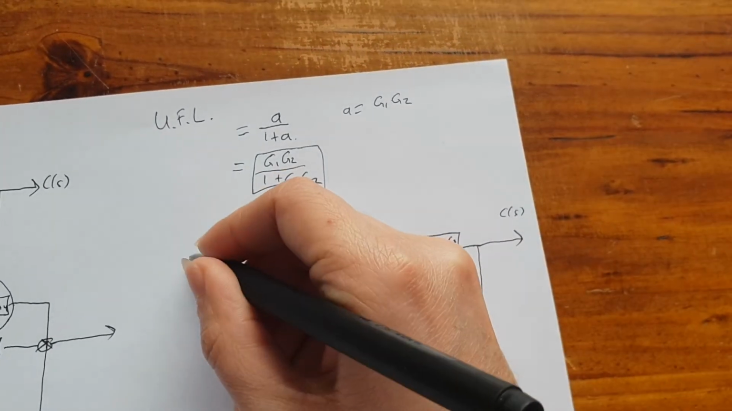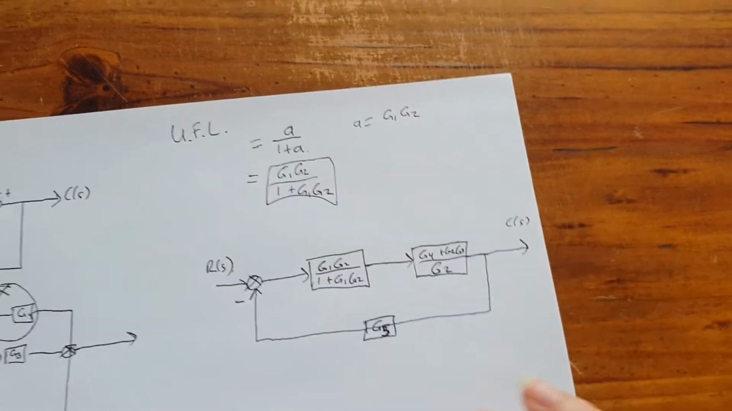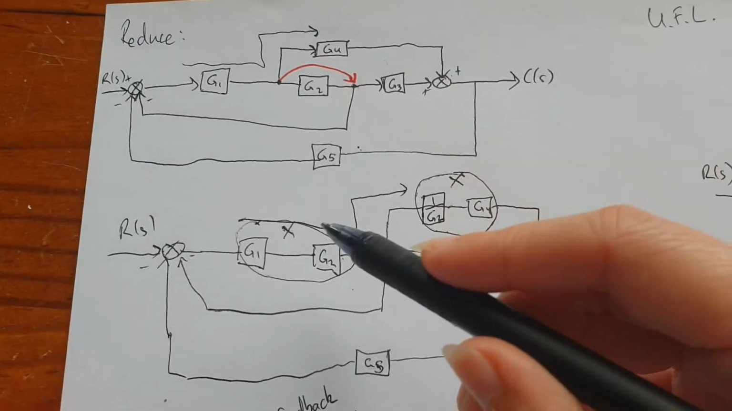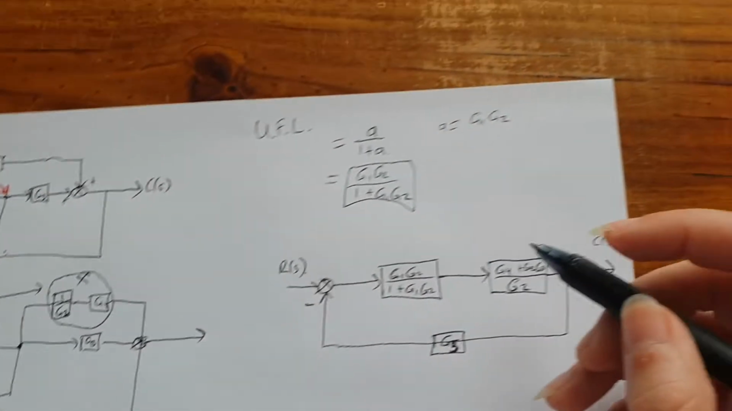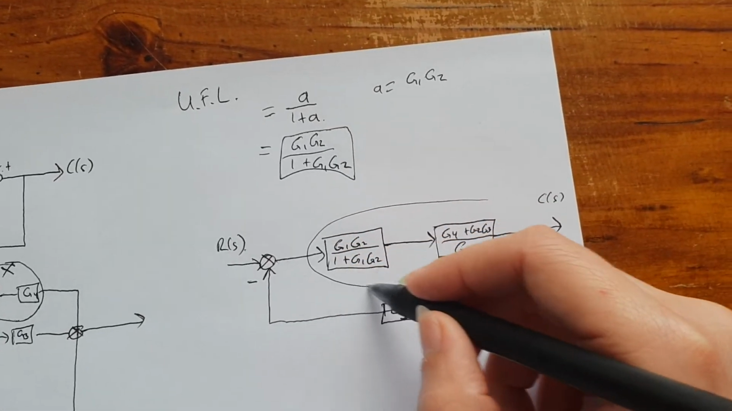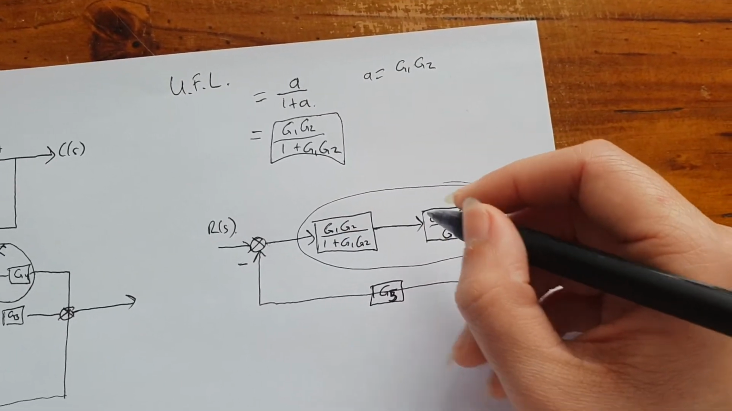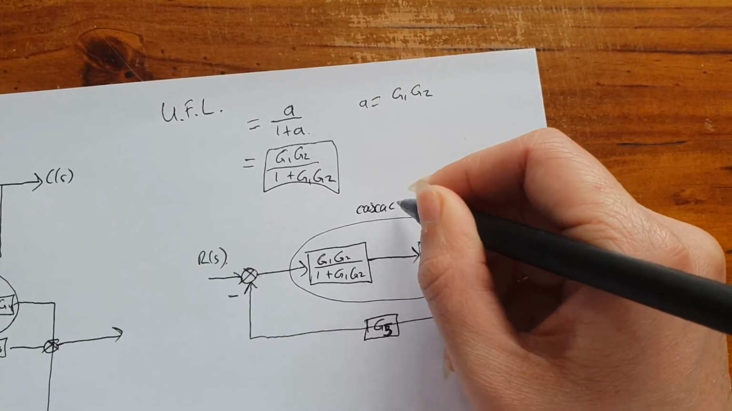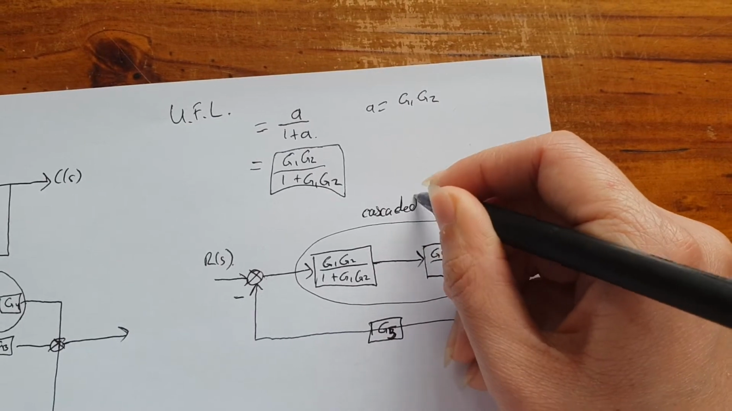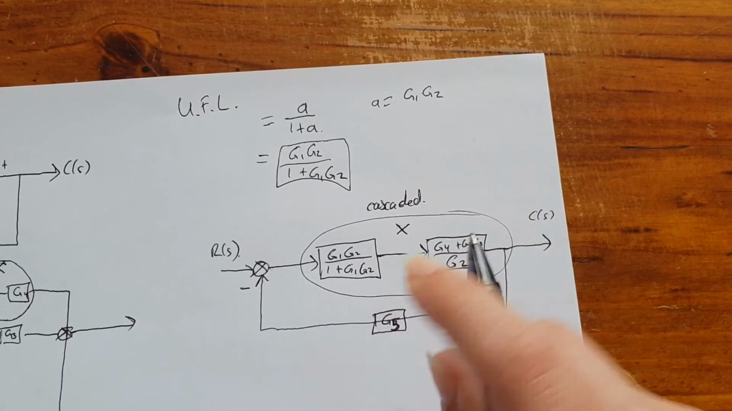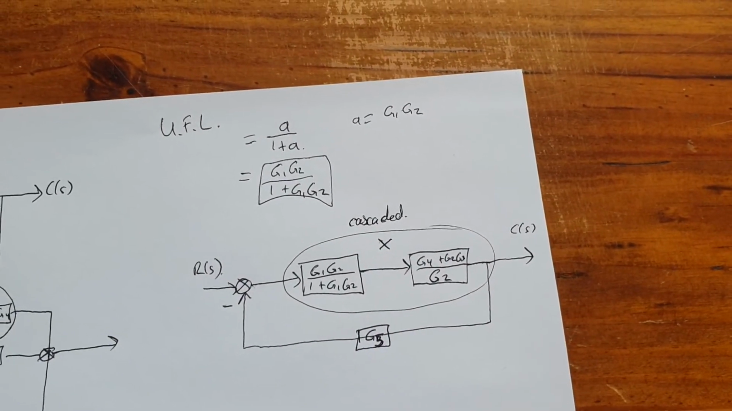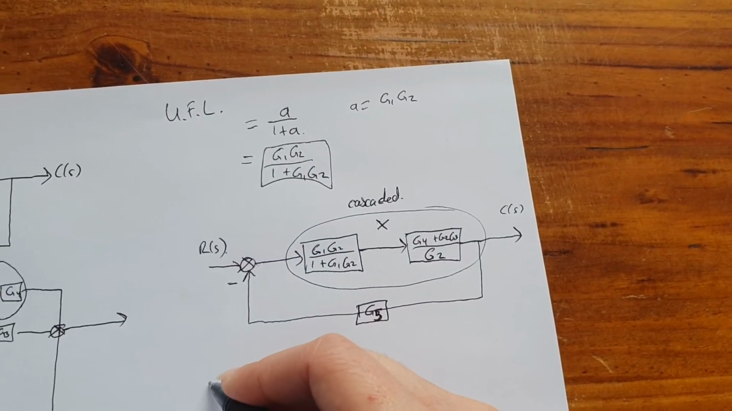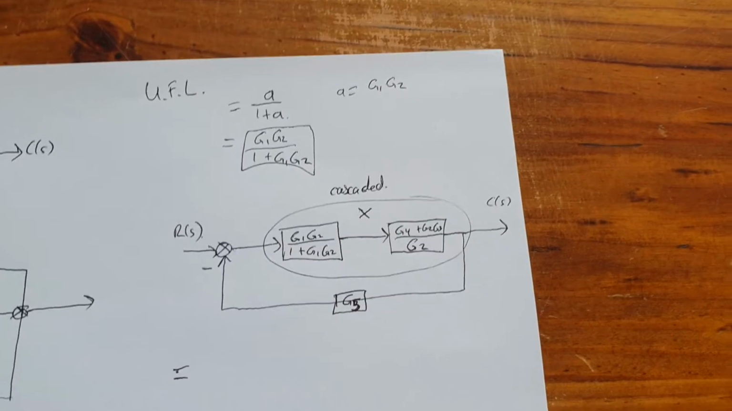C of S, R of S. Okay, so that's very simple again. We can use our technique from here because as you can see, these two are cascaded. Let me write that. So all we have to do is times them together. Now this is where things get a little bit mathematical. So let's do our cascaded section.